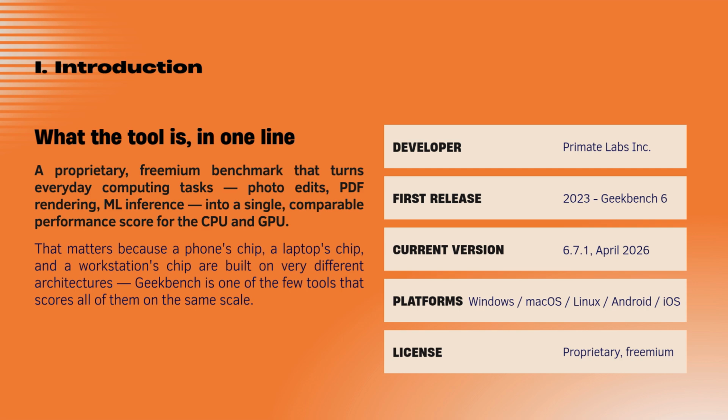So, what is Geekbench 6? In simple terms, it measures how well a processor performs in real-world tasks such as photo editing, PDF rendering, file compression, and even AI or machine learning inference. Instead of focusing only on technical specifications, it gives users a performance score that makes it easier to compare different devices, even if they use different processor architectures like ARM and x86.